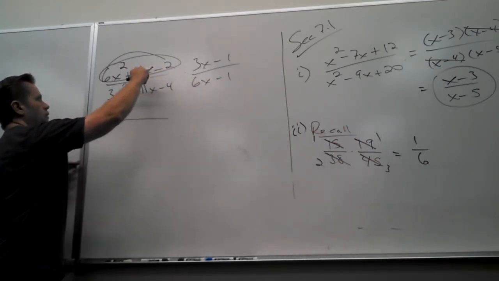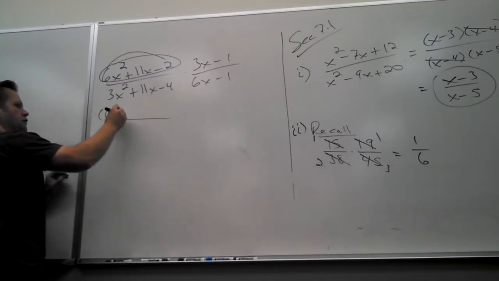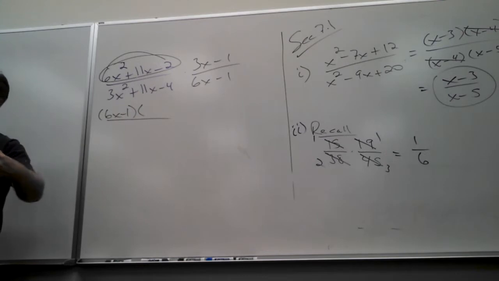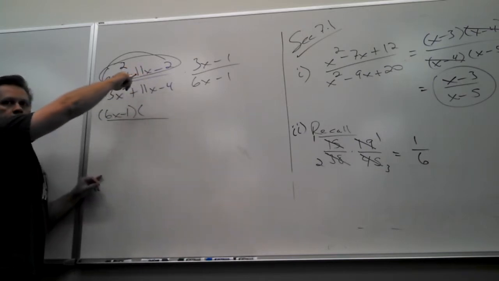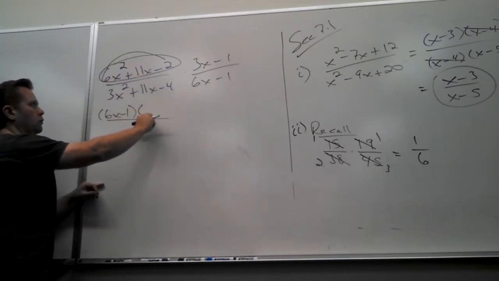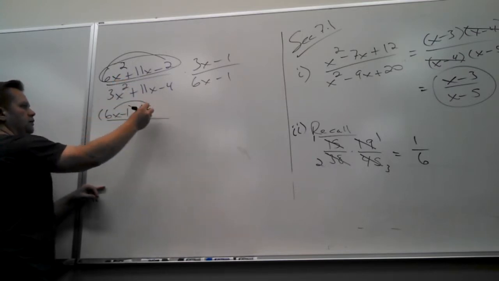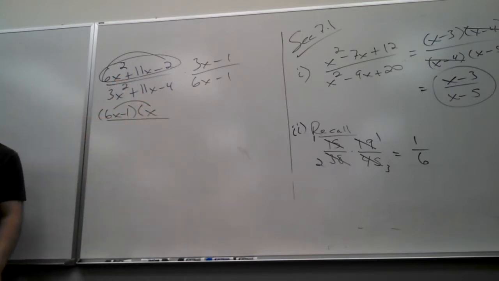So if 6x minus 1 is a factor of this, let me write it down. What would the other piece have to be? And then I'll check to see if it really is true. So if that is a piece of this, what would have to go here to make it work for the first term? What would make that 6x squared? X. All right. Cool. Good.